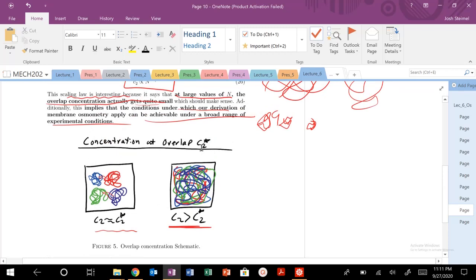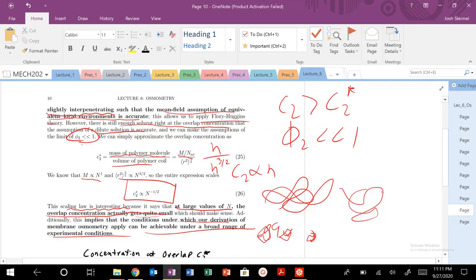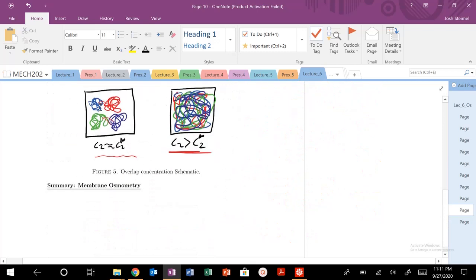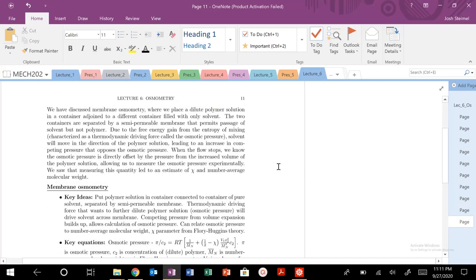Again, the idea is that the polymers are just starting to overlap and slightly interpenetrating. We're going to get back to this idea of interpenetration and entanglements a little bit later in the course, in the exam 2 material. But for now, those are the key assumptions in this derivation. So that's membrane osmometry in a nutshell.